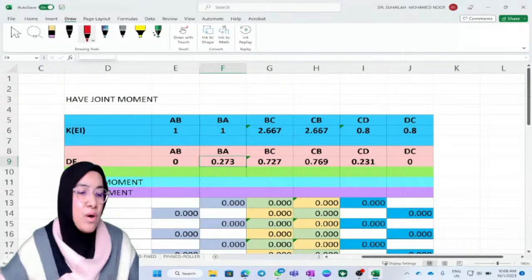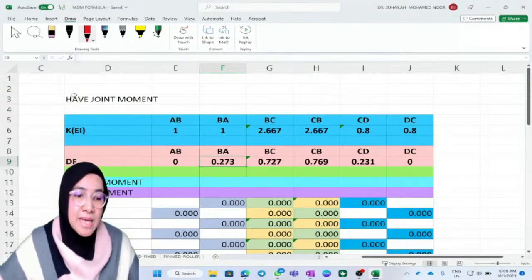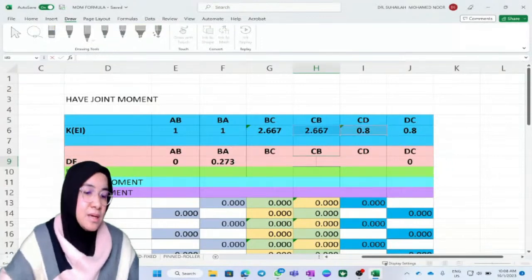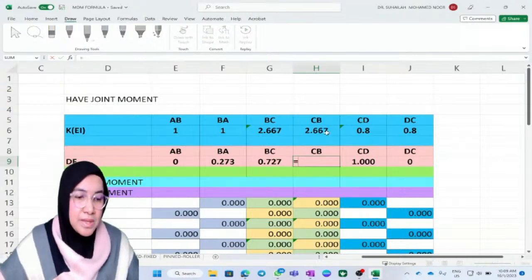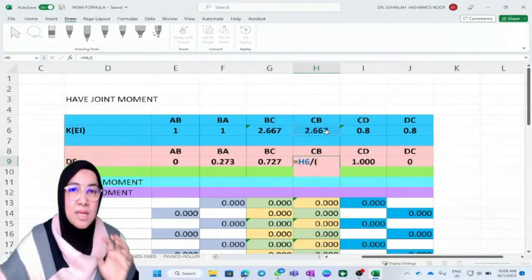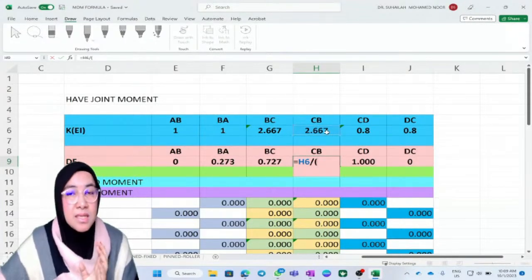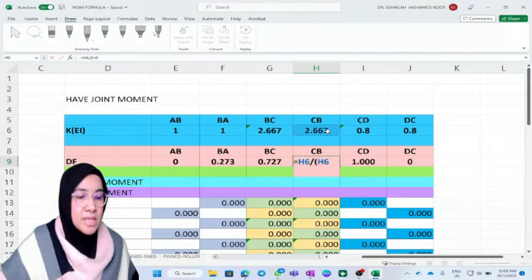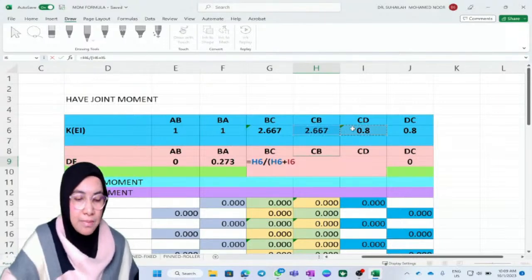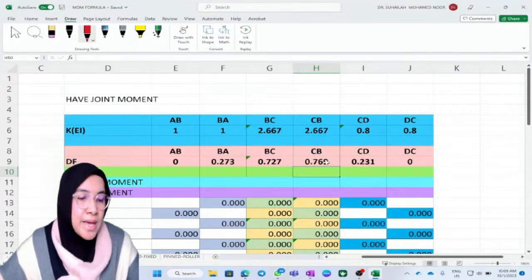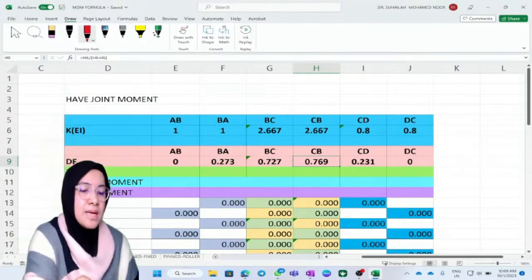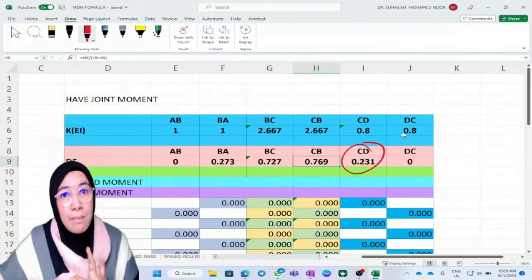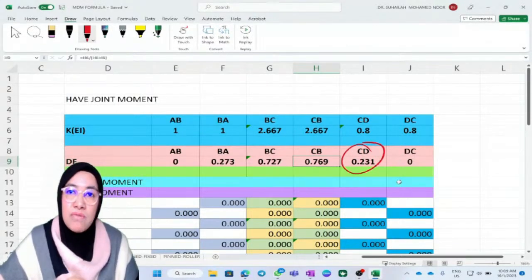We do the same for members CB and CD. For CB, we take KCB and divide by the total K at joint C, which is CB and CD. So it is 2.667 plus 0.8, and we get 0.769. Using 1 minus 0.769, the other value is equivalent to 0.231.